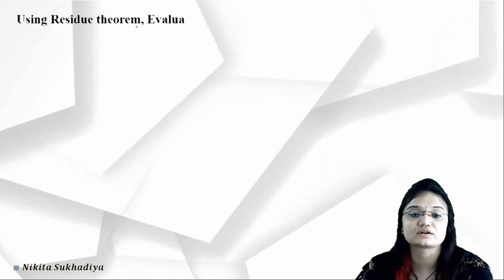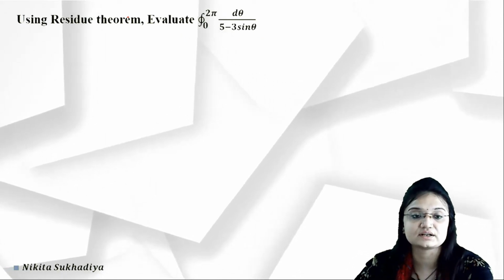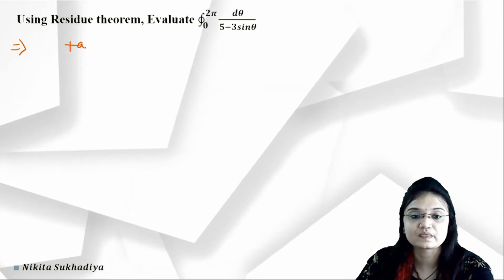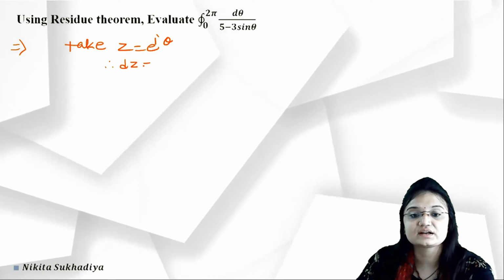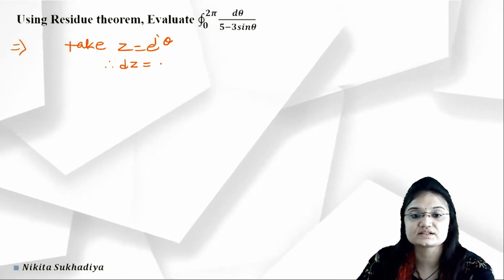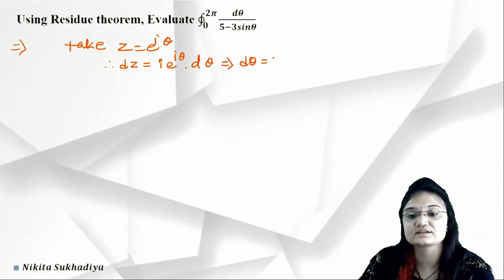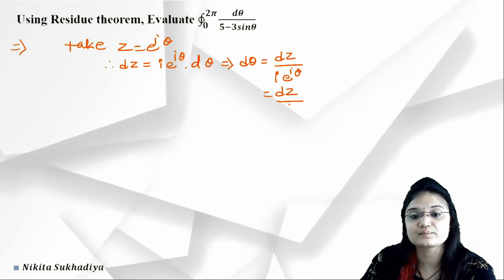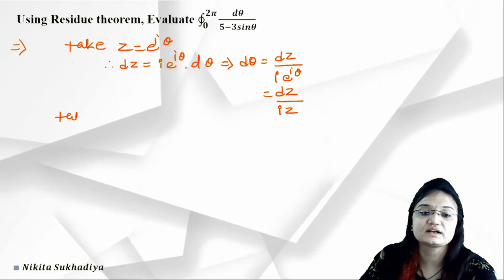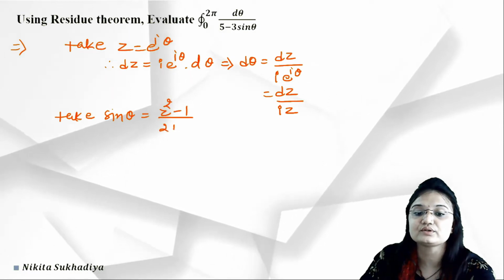Let us start with an example. Using the residue theorem, evaluate the integration from 0 to 2 pi of d theta upon 5 minus 3 sin theta. Here take z equal to e raised to i theta. By taking the derivative on both sides, dz is equal to i e raised to i theta d theta, so d theta is equal to dz upon i e raised to i theta, which is nothing but dz upon iz. Second, here we have sin theta, so take sin theta equal to z squared minus 1 upon 2iz.